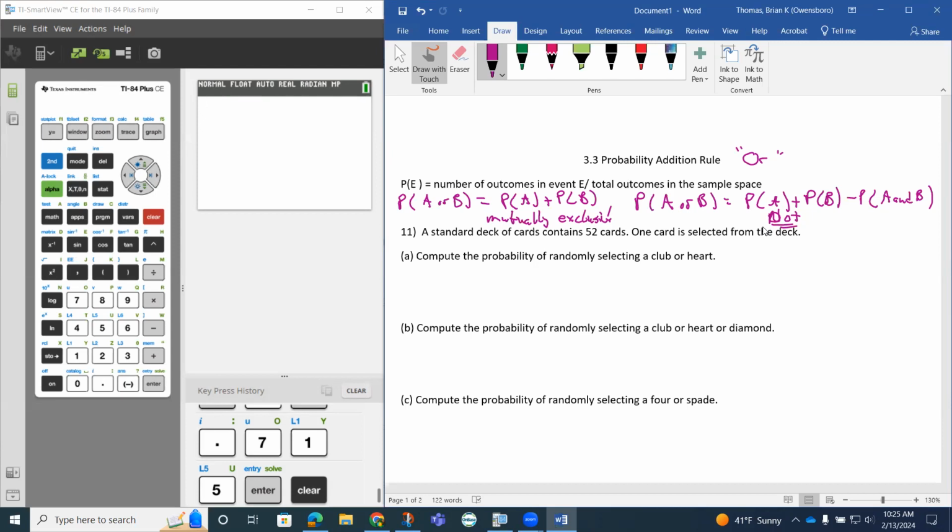So let's look at these questions here. Number 11. A standard deck of cards contains 52 cards. One card is selected from the deck. Compute the probability of randomly selecting a club or a heart. Notice how these would be mutually exclusive because you can't be a club and a heart. So these would not have anything in common.